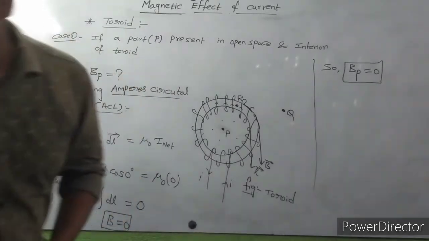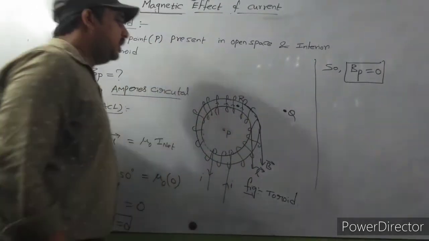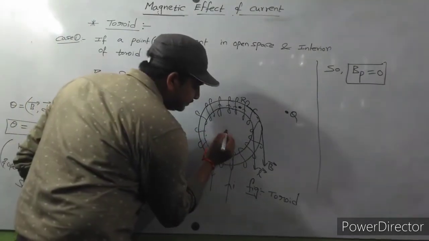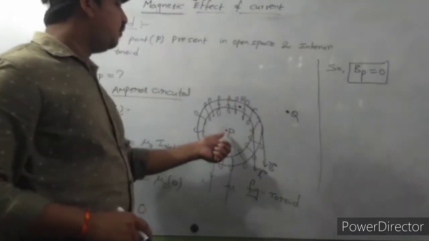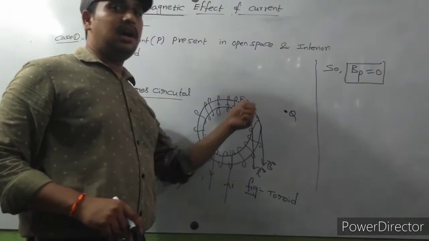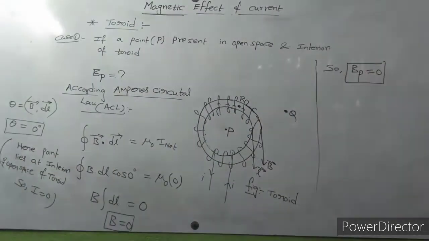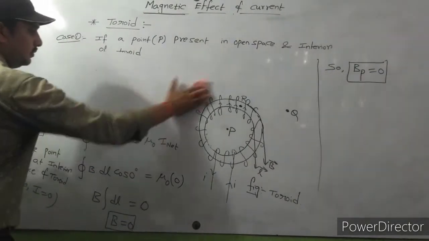Okay, right. Next, what do we need to find? Here I consider 3 points. One is P, another one is Q point, another one is R point. So now we need to find the magnetic field at R point. After that we are finding the magnetic field at Q point. So case 1 is completed. Next, case 2.